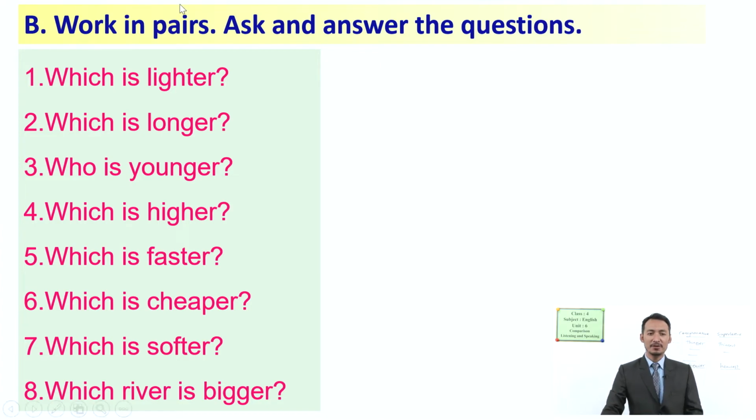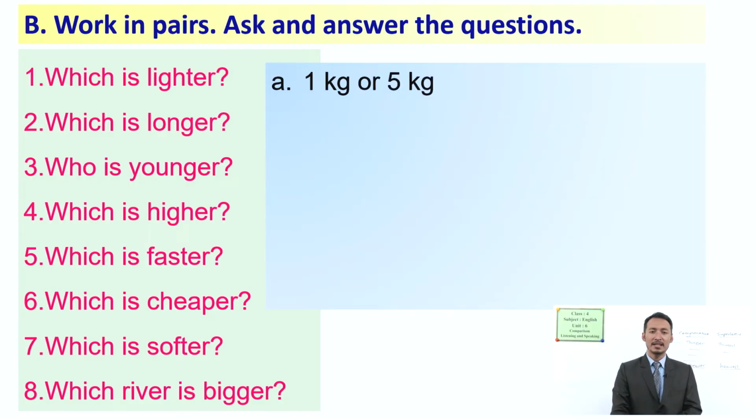So here, the comparative words are: light, lighter; long, longer; young, younger; high, higher; fast, faster; cheap, cheaper; soft, softer; big, bigger. Okay, so these are all what words? Comparative words, yes. Okay, students, now you have to decide which is lighter. Is it 1 kg or 5 kg?